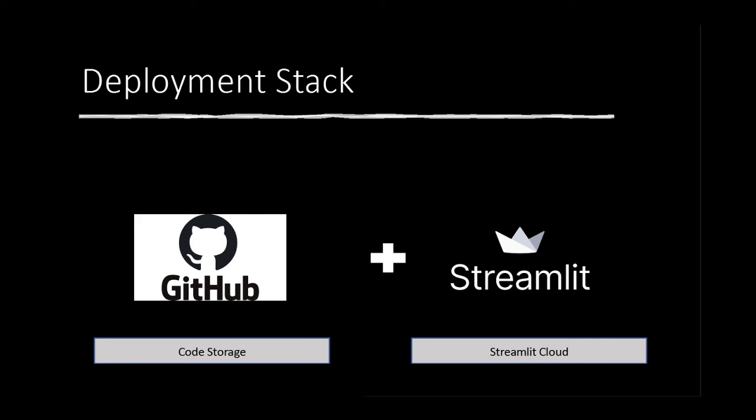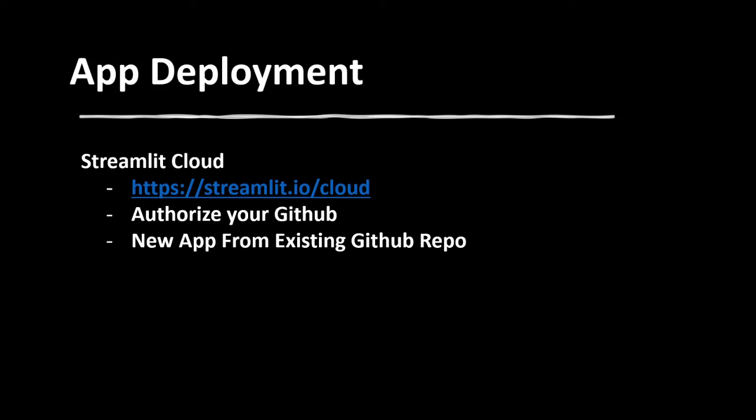In terms of the deployment stack, it's going to be pretty simple. With a lot of the other videos we do on this channel, it's going to be free, and GitHub is going to be holding the code, and then Streamlit Cloud is going to be the thing that we're going to host the code in, and once again it is free. To deploy this application, I have it on a couple other videos, but essentially you're going to want to go to streamlit.io/cloud. You're going to want to authorize your GitHub, and then the third thing is to make a new app from an existing directory.